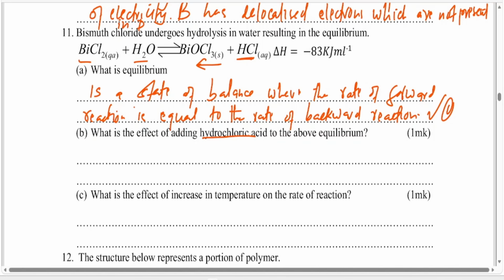So we are going to say the equilibrium will shift to the left, or we can say the equilibrium will shift backwards, or we can say the backward reaction is favored. And therefore, this is well explained by Le Chatelier's principle. So in this case, the equilibrium will shift to the left.